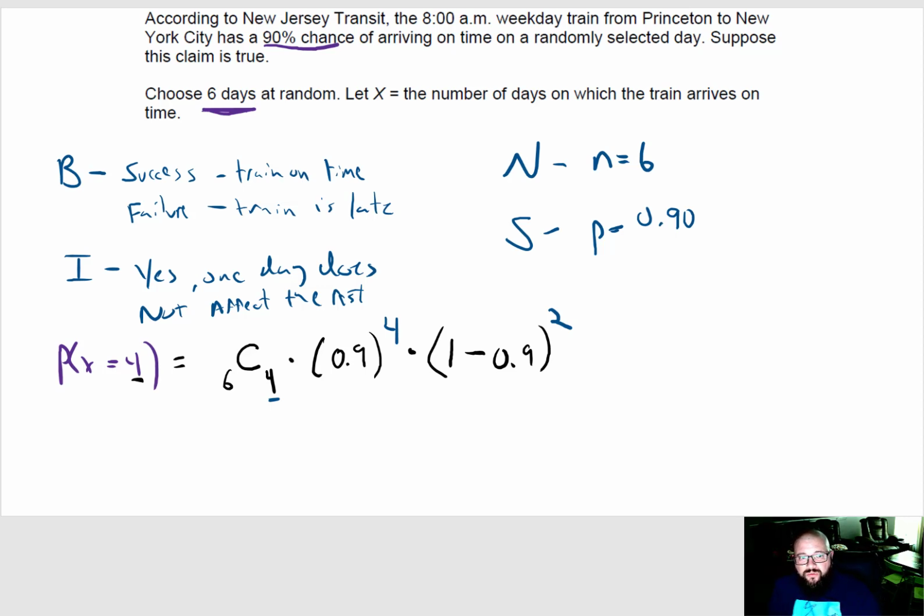So when we put this in the calculator, you should come out to get a value of 0.0984. Alright, put in the calculator, 0.0984.